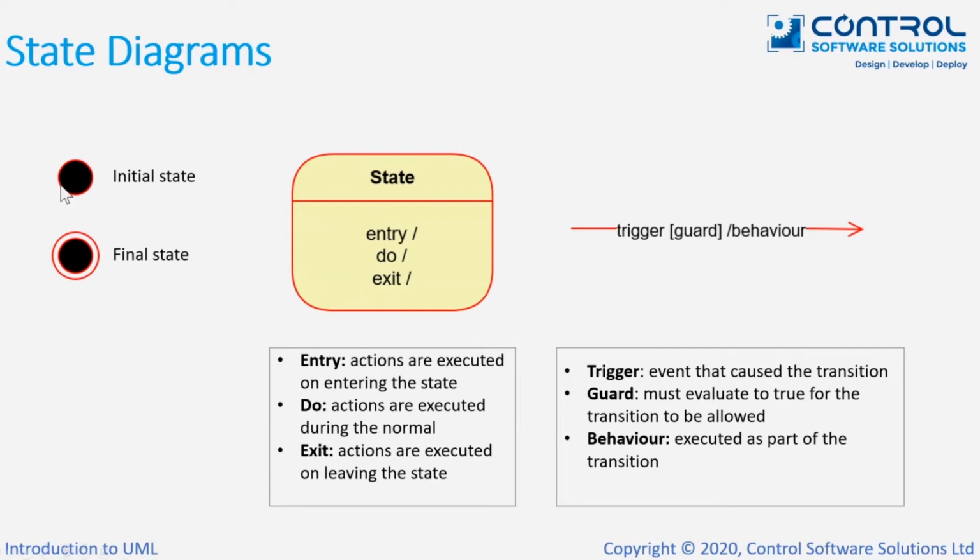So again, we have our initial state and final state, and then we have our actual states. I've shown this as a composite state. So this has a title and then it has some stuff. You can show it just as a simplified blob, the same as on an activity diagram. But what this composite state lets us do is put the state title, but then it also lets us have entry, do, and exit requirements.